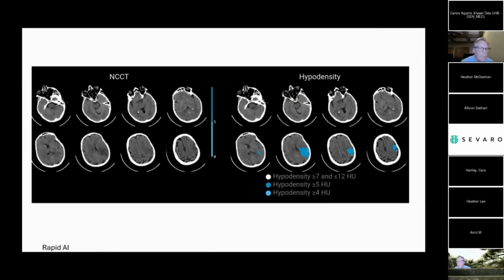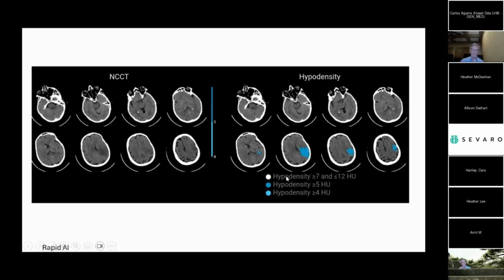Now, this is a case I got from Rapid. Rapid is truly one of the big dogs. The DAWN and the DEFUSE 3 trials both used Rapid software to process the images for the study. So in this case, we'll just cut to the chase. You see the dark part here at the parietal lobe and posterior frontal lobe. This is edema. This is hypodense. This is where the stroke is located.